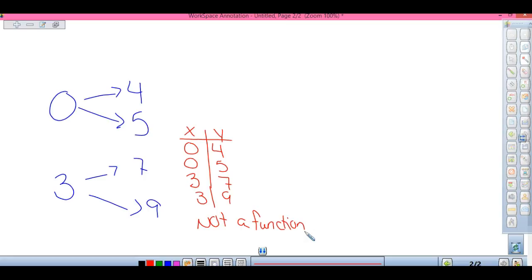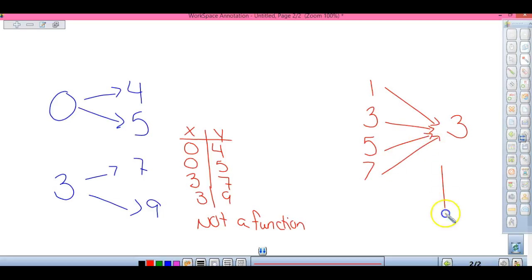Because sometimes it'll look like, my first point is what? 1, 3, 3, 3, 5, 3, and function or not a function? That one is a function. Why is that one a function? Because there's no repeats in x. So that's not so bad, right?